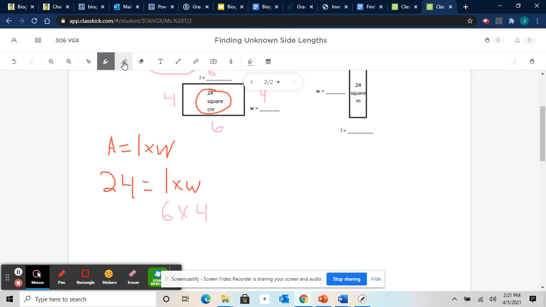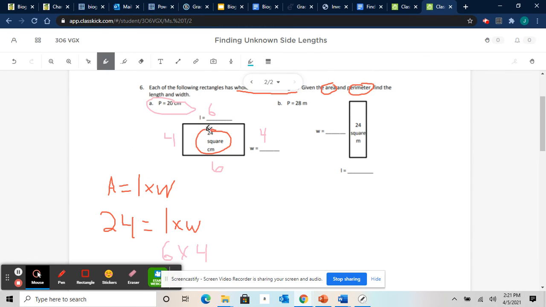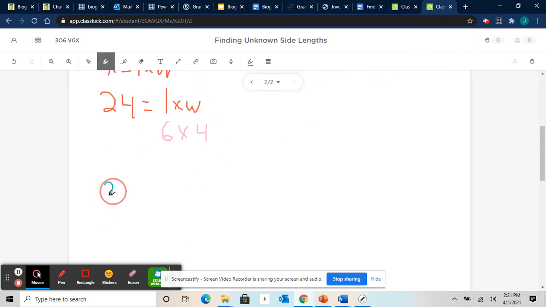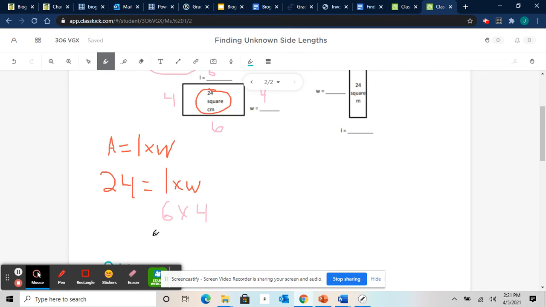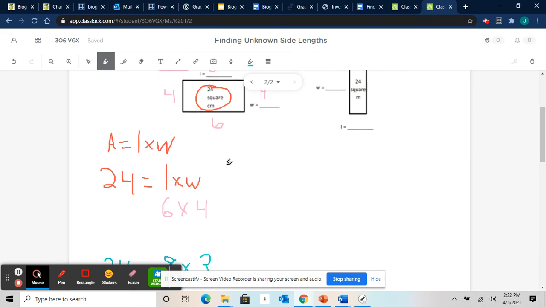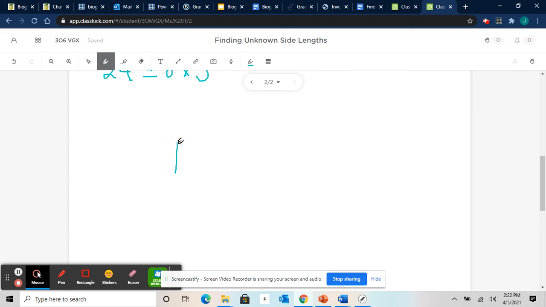Let's pretend that I didn't choose those two factors. You might have to do trial and error. You might have to try more than once. Because what if I said, well, I have an area of 24, and I know that 8 times 3 is 24. Now, if I filled that rectangle in with 8 and 3 instead, I'm just going to draw a little separate one down here. Let's see. Oh, sorry. 3 and 3.